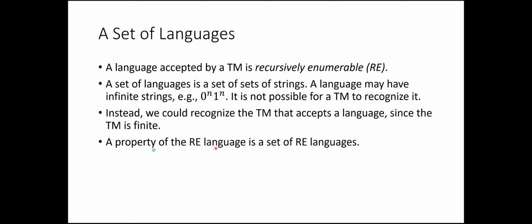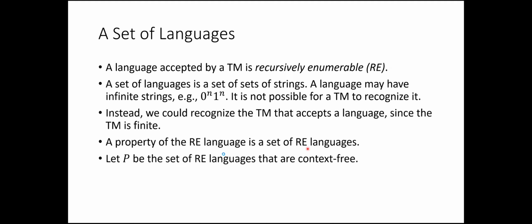An RE language is the language accepted by a TM. So a property of that is a set of RE languages. A set of RE languages we call a property. We can let P be the set of RE languages that are context free. In other words, this property P is basically the set of all the context free languages. So that is the P.